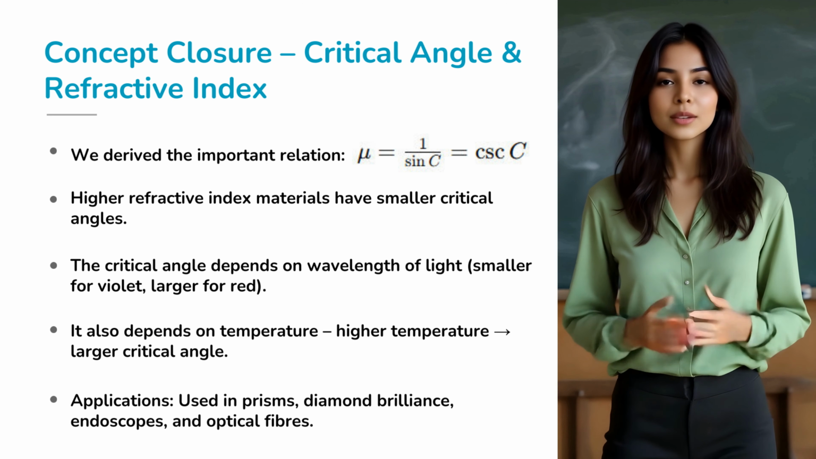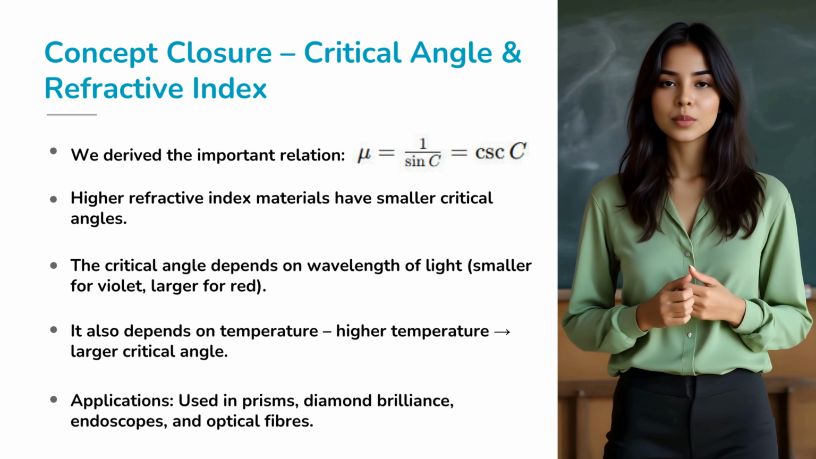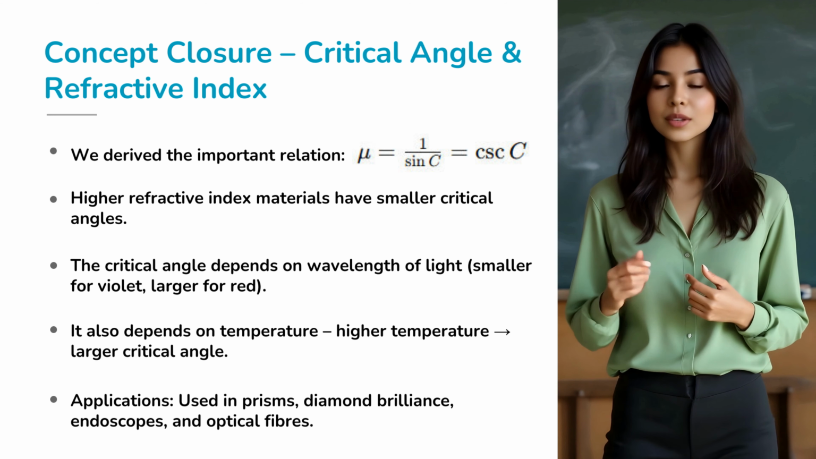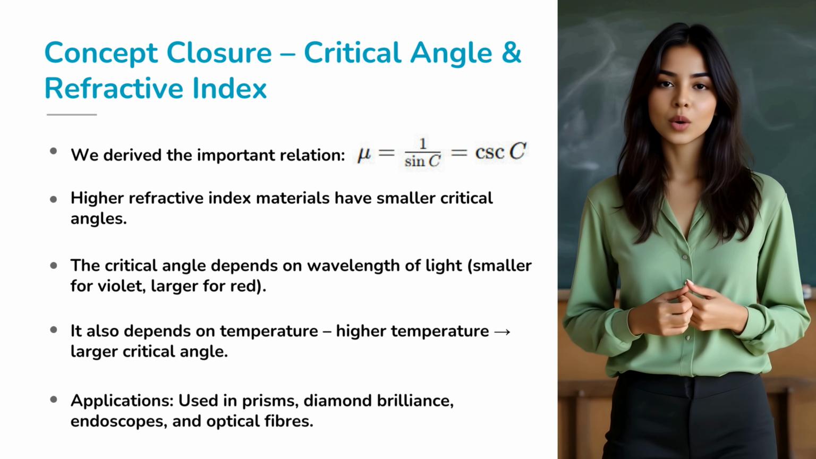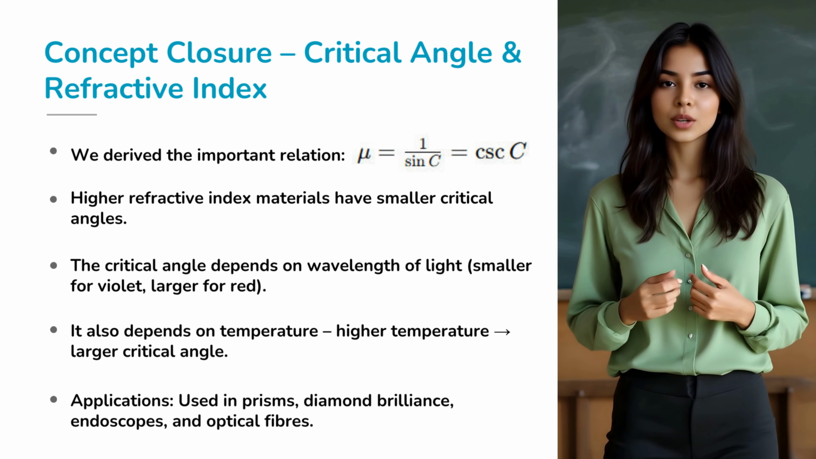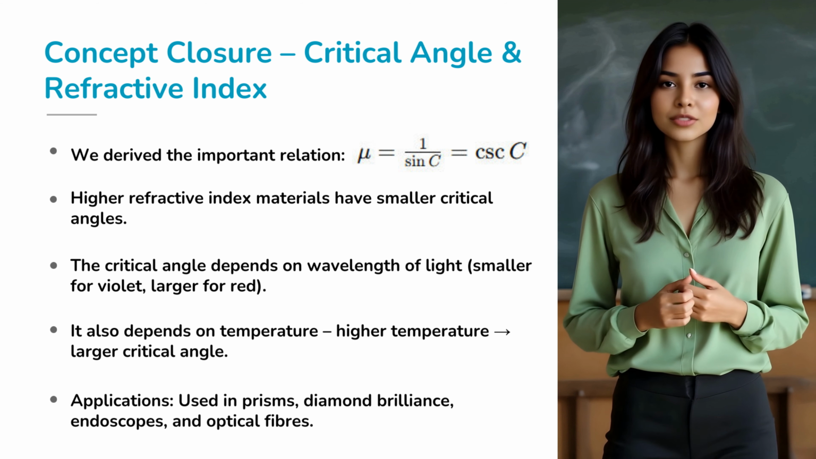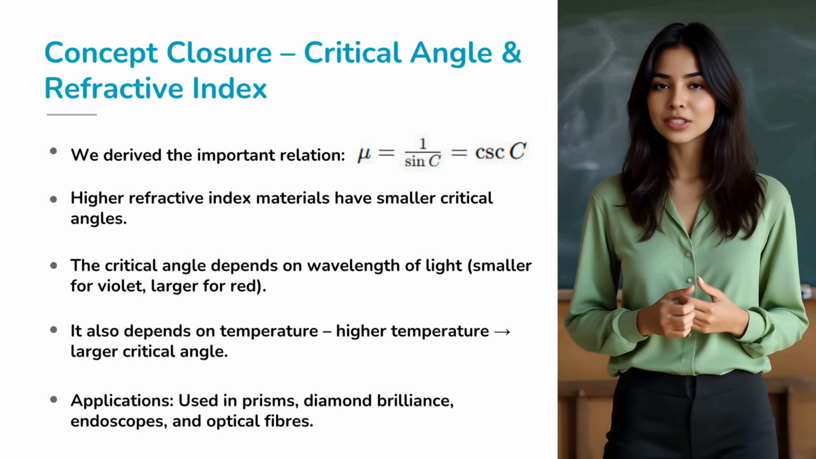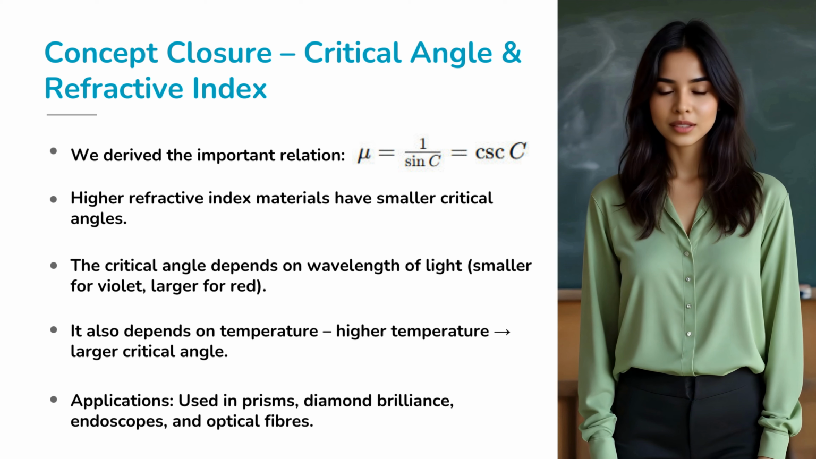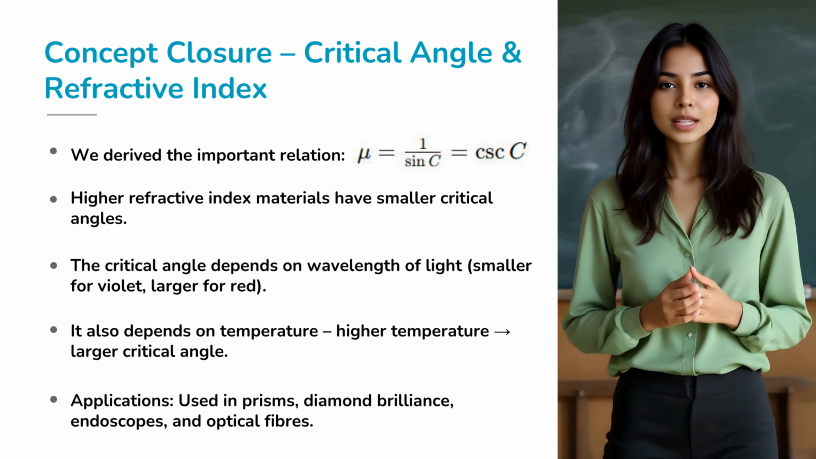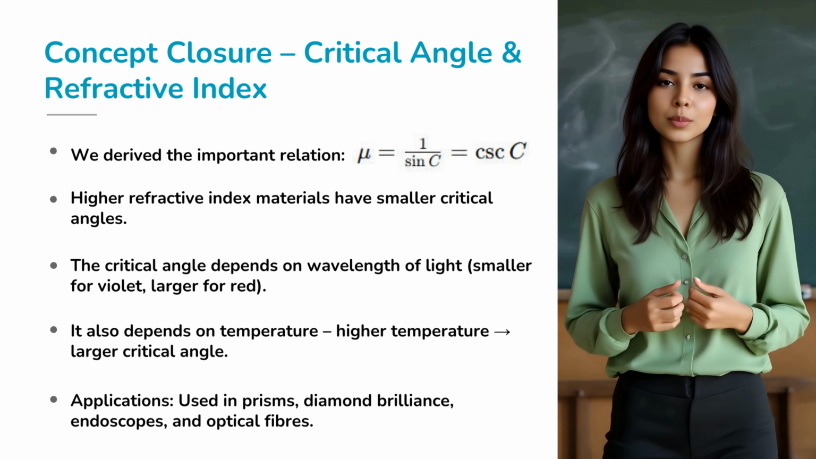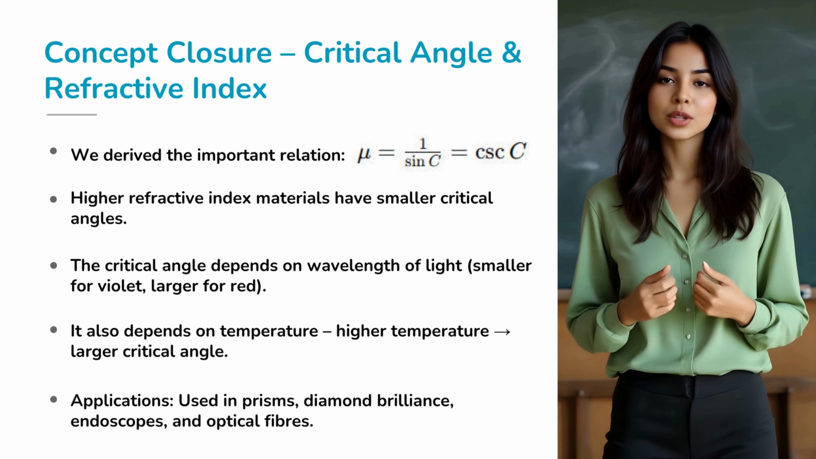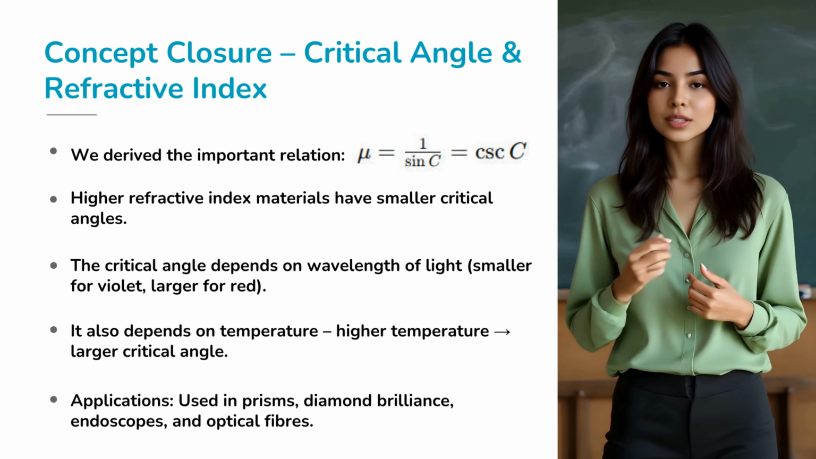So let's connect everything we've learned today. We derived the key formula, refractive index equals 1 divided by sine of the critical angle, or cosec c. We saw that materials with higher refractive index have smaller critical angles. We also discovered that the critical angle depends on wavelength, smallest for violet, largest for red, and it increases with temperature. And most importantly, this concept explains real-life applications all around us.